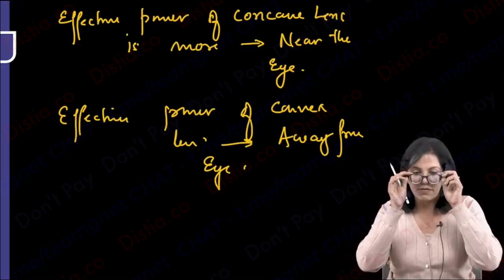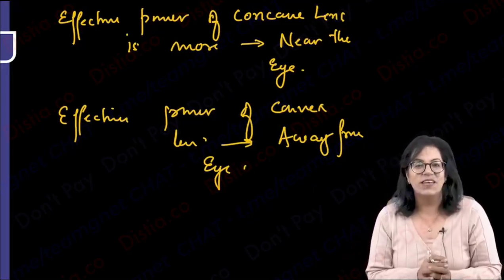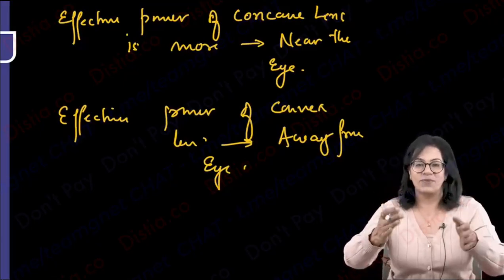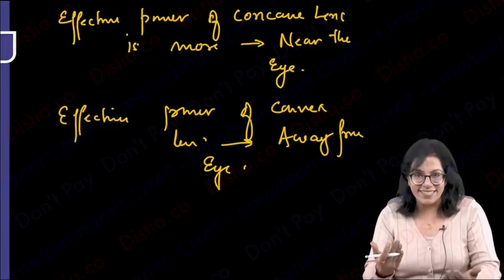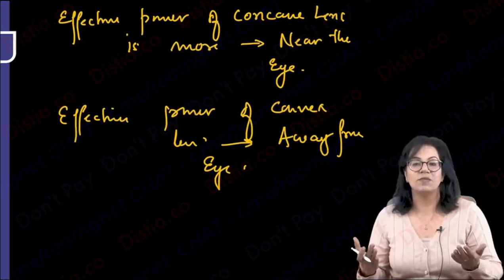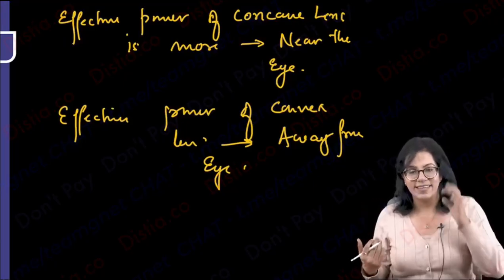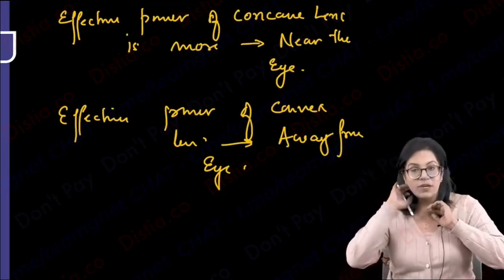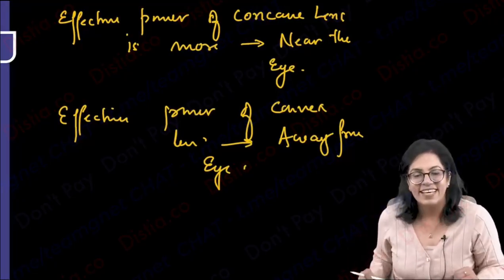You keep it away from the nose. So you'll never forget this: a plus lens, effective power is more when it is away from the nose. Reading glasses are plus lenses only. And in a concave lens, effective power is better when it is towards your eye. So away from the eye, effective power will be more in convex.